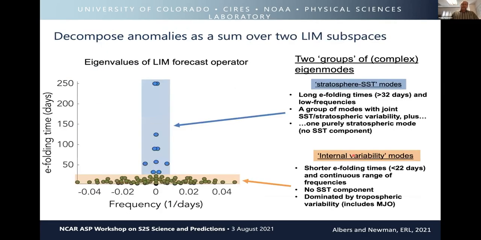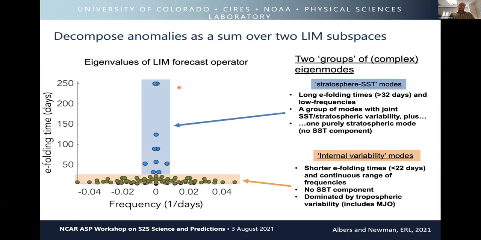Now, what we want to do is diagnose where this high skill is coming from. So we dig a little deeper into the dynamics of the limb. We can do an eigenanalysis of that limb forecast operator and look at the different eigenmodes that essentially represent how different aspects of dynamics evolve over time. This plot here is just showing all the eigenvalues of all these modes. So there's basically, as one can see, two fairly nicely separate categories. And we use that to do some diagnosis.